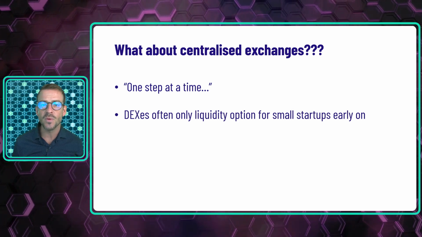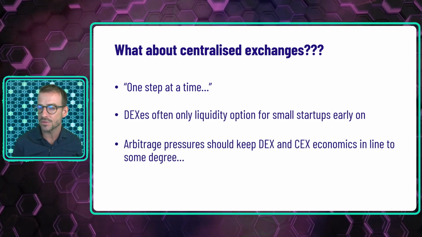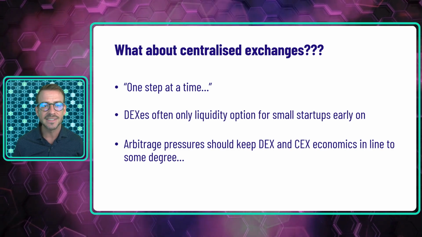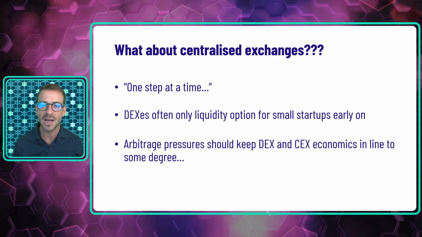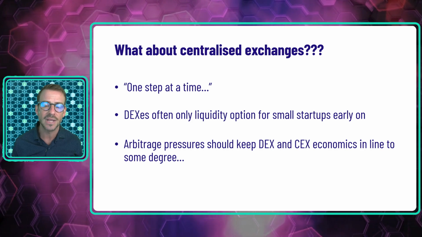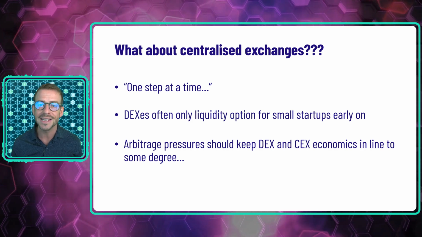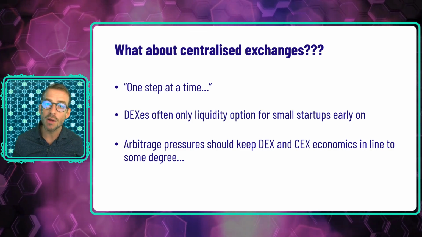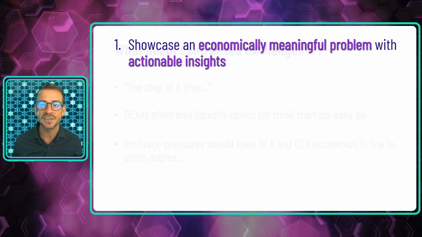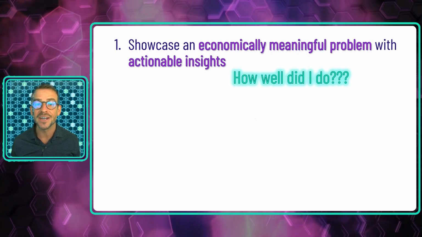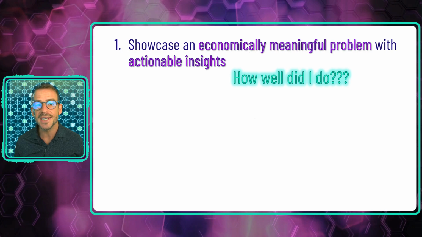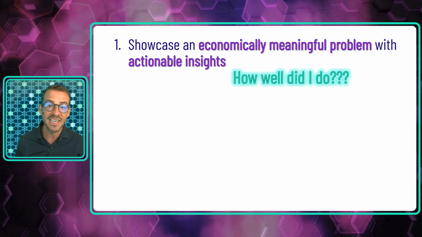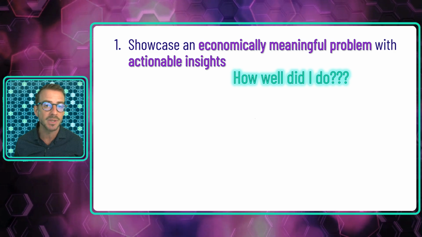And in situations where assets are trading on both centralized and decentralized venues, DEXs should still have something to tell us about the trading economics in general, as arbitrageurs are unlikely to let these venues get too far out of line. Anyway, however well I may have argued my case just now, let's look at how well did I actually do here. Does my Dune dashboard showcase an economically meaningful problem with actionable analysis?